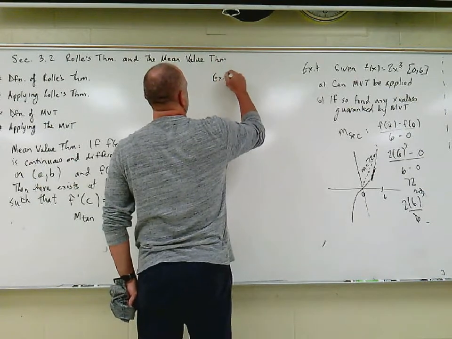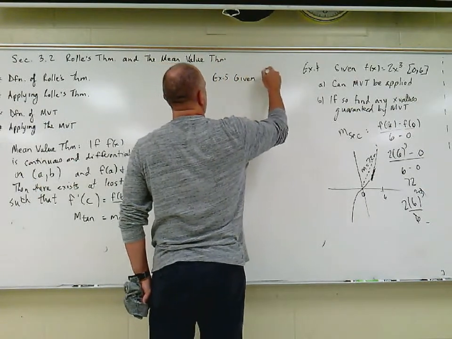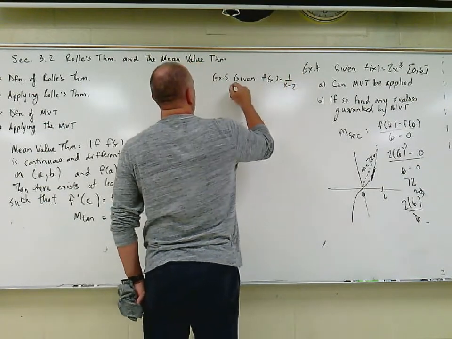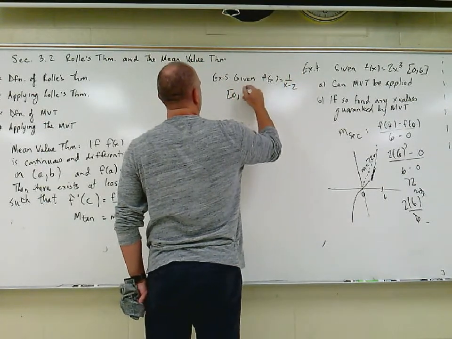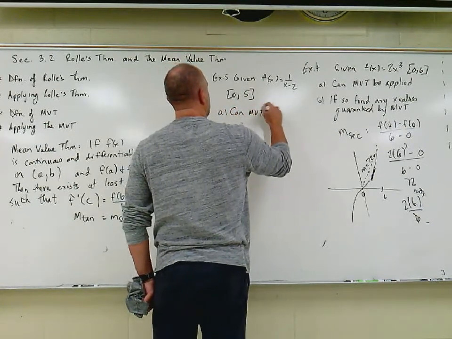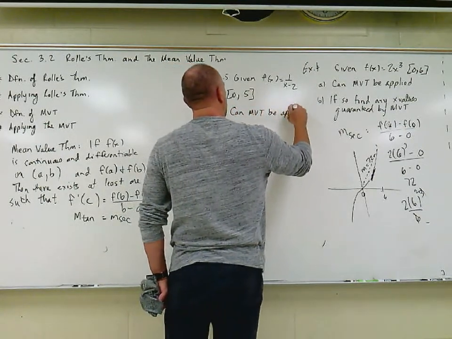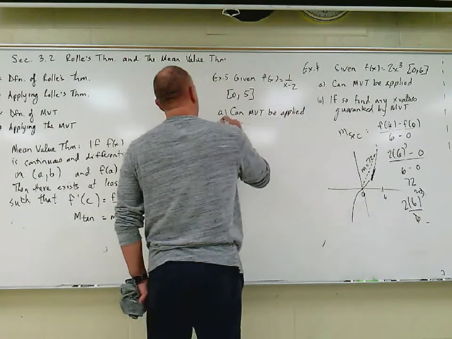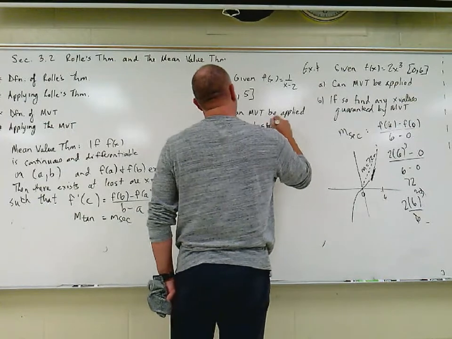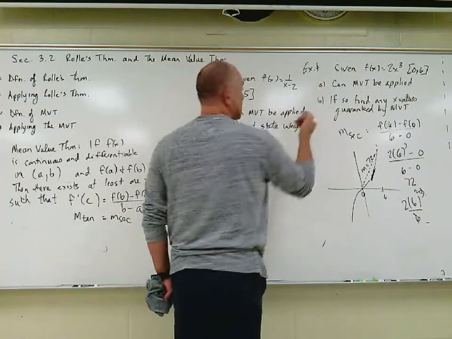Example 5. Given f of x is 1 over x minus 2 on the interval from 0 to 5, part A, can MVT be applied? Part B, if not, state why. Well, I'm helping you on this one.